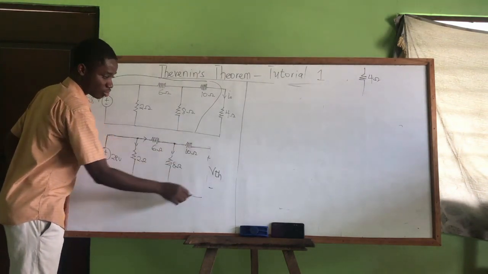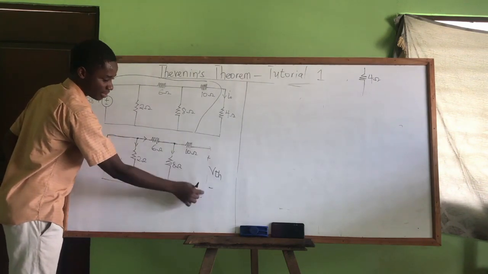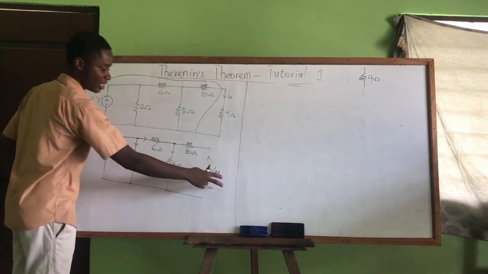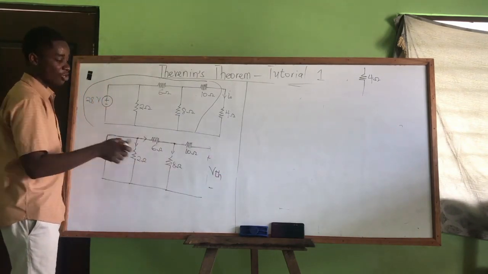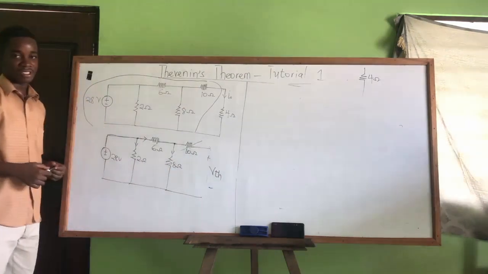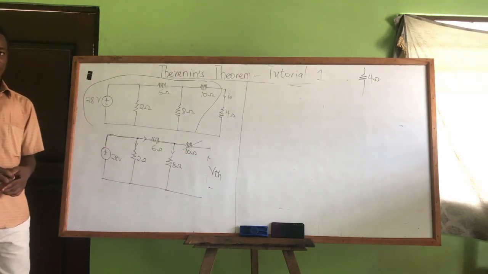This branch here is open. This branch is 10 ohms, but its portion here has been open circuited. Don't forget there is a voltage we are trying to find, but that same portion has been open circuited. So there is no current going to flow through this 10 ohms resistor. It means we are going to neglect the 10 ohms resistor.